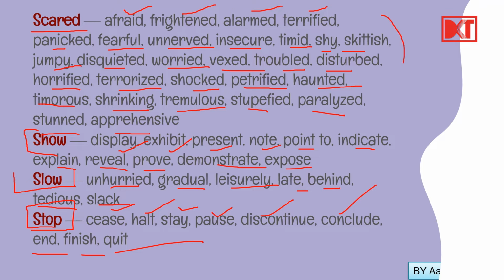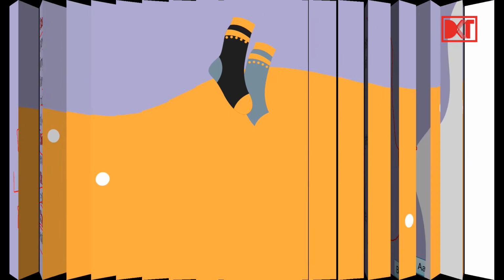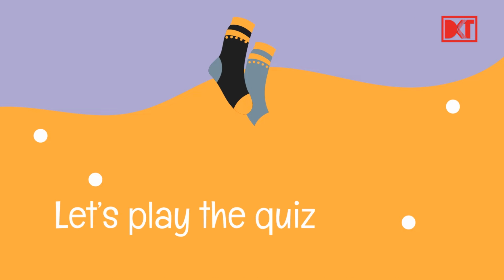Now see, if you would know so many synonyms for words, for simple words, imagine how much it could increase your vocabulary. Alright. Right. So now we have learned what synonyms are. Now the time is to play the quiz.